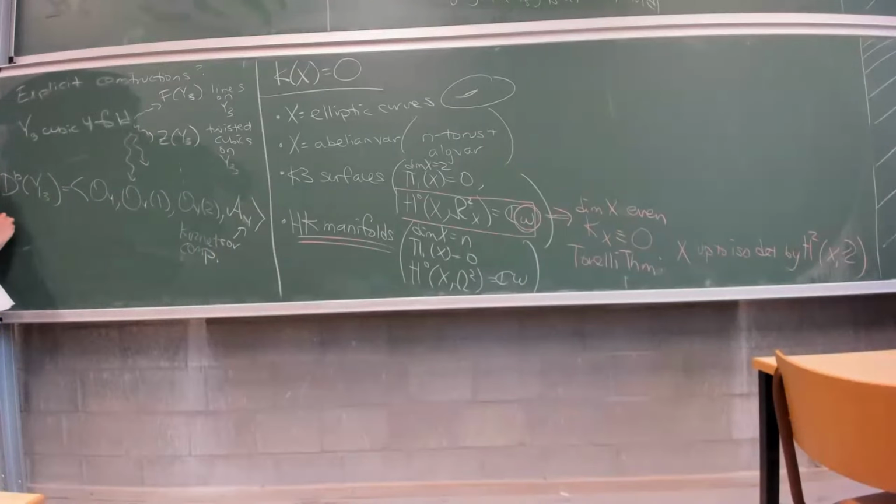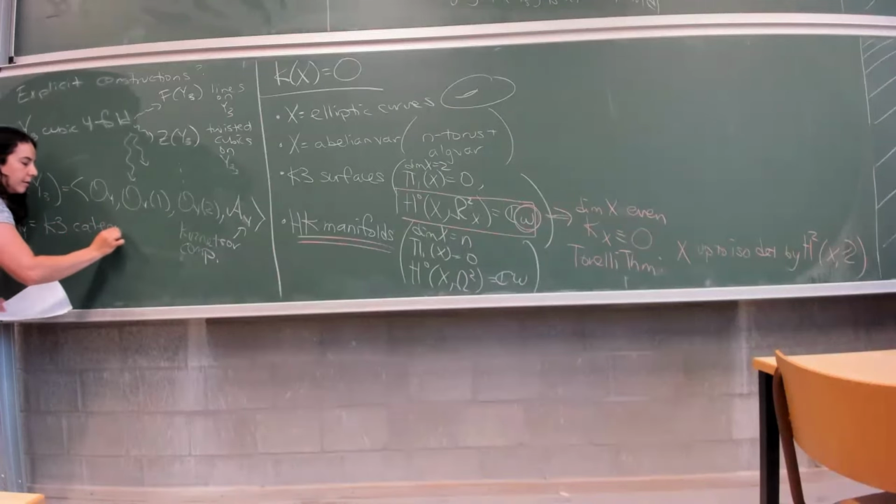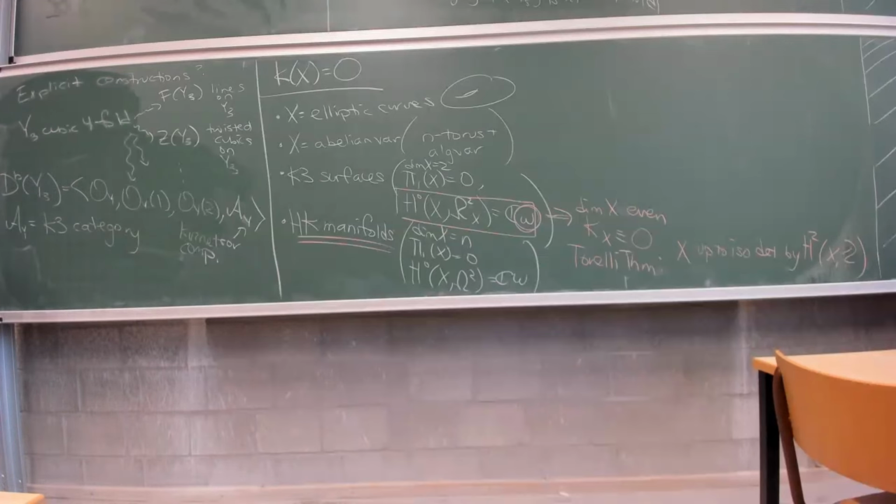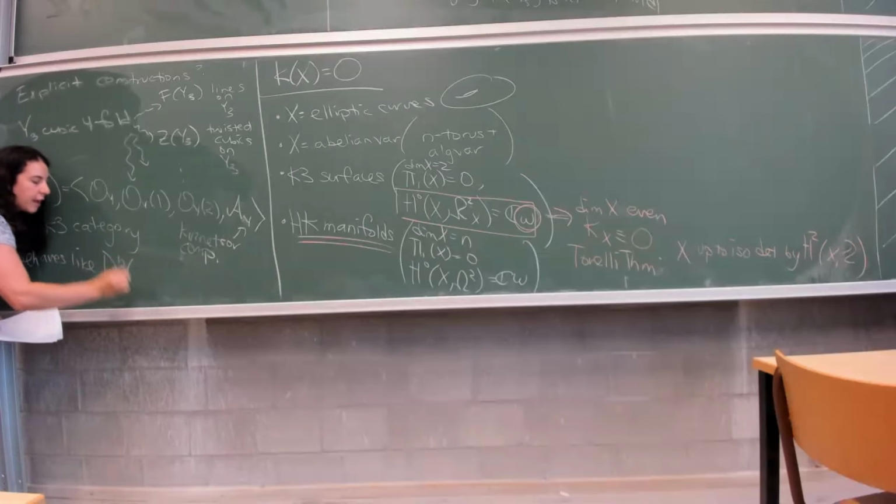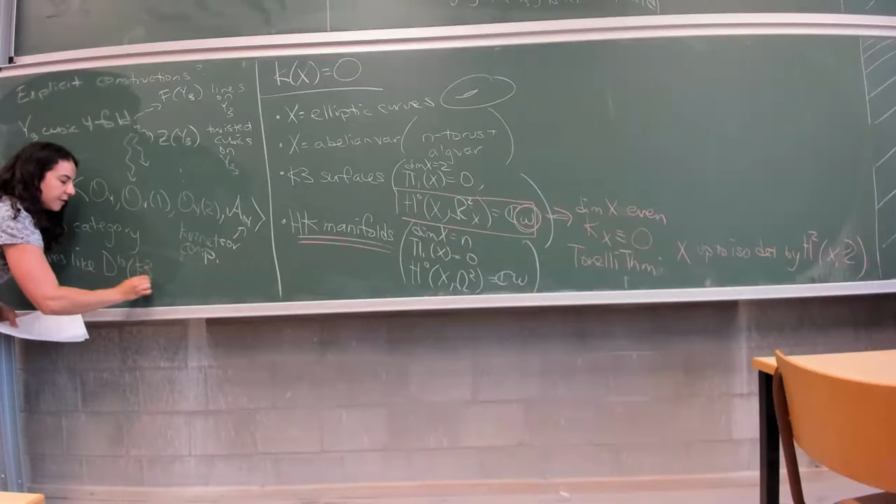And this A_Y, this Kuznetsov component, turns out to be a kind of category called a K3 category, meaning that it behaves like the bounded derived category of sheaves on a K3 surface.